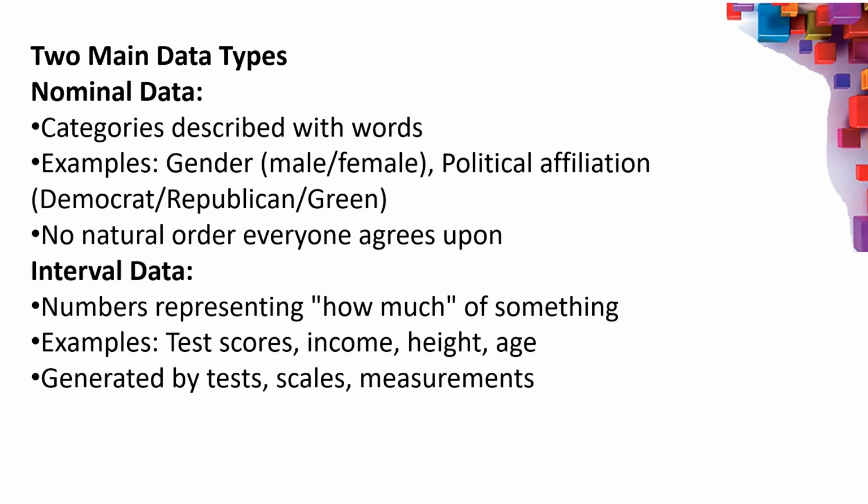Understanding data types is crucial because it determines which statistical analysis you can use. Nominal data uses words to describe categories like gender or political party. There's no inherent order to these categories. Interval data, however, uses numbers that represent quantities like test scores or income. The numbers have meanings in terms of more or less. This distinction drives all your analysis decisions.